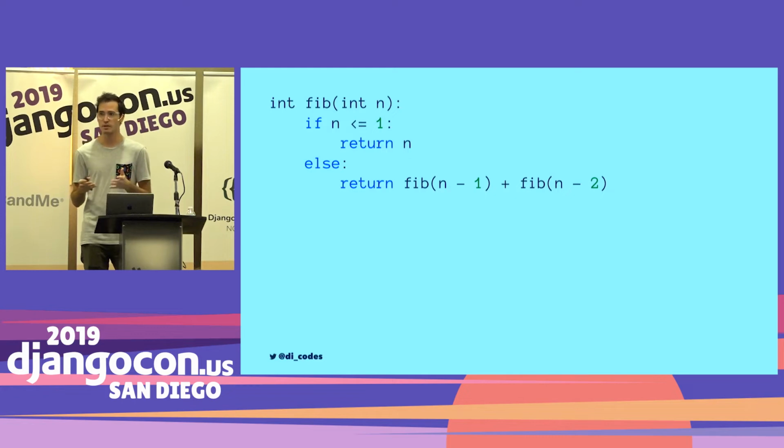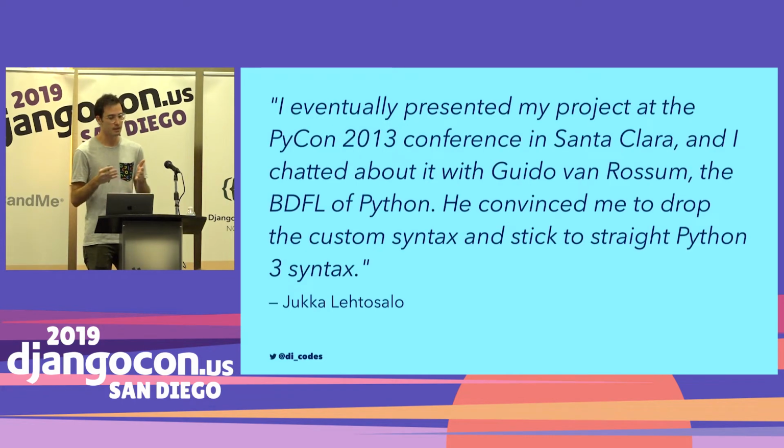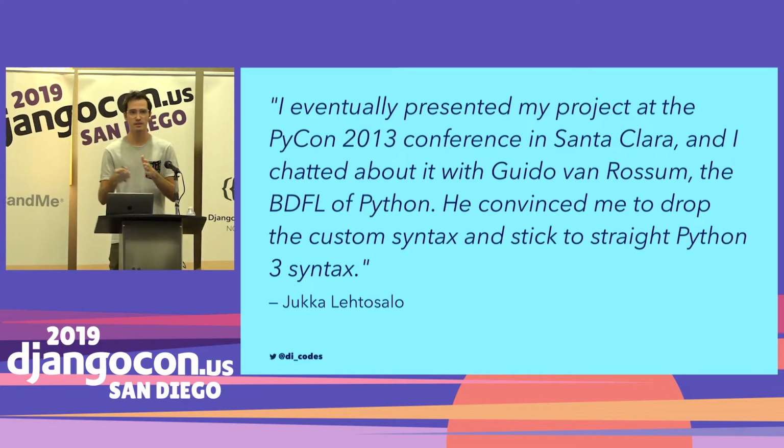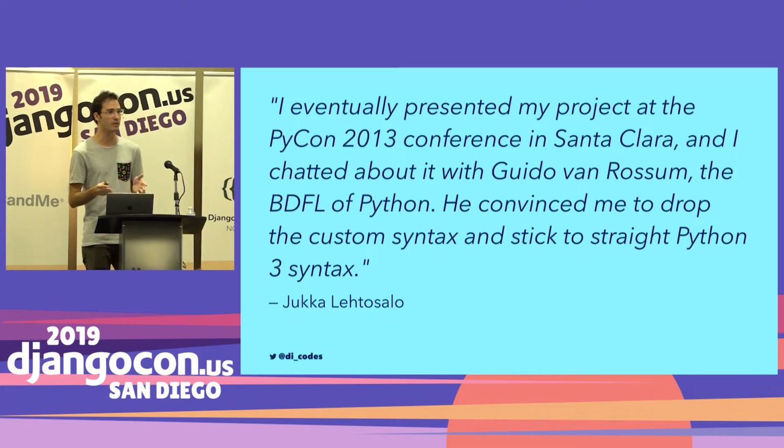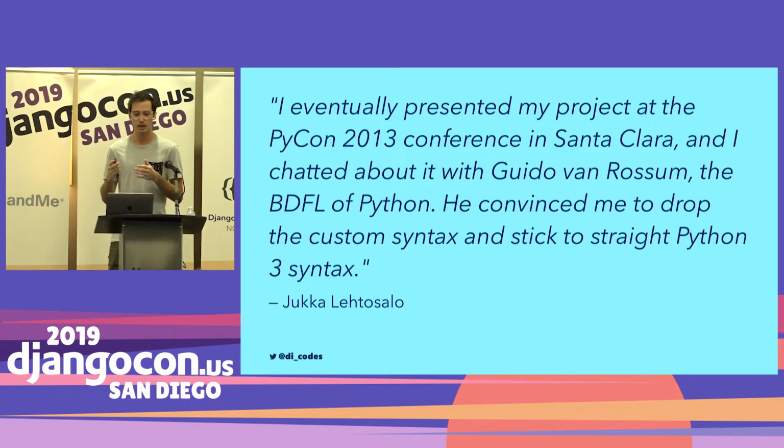So he gave this presentation at PyCon, and he talked to Guido about it, and Guido's like, yeah, just ditch the variant language. Like, let's just do this in Python proper. And so he said, okay. So he convinced him to drop the custom syntax and stick to just Python 3, where we have function annotations and we can do some other stuff as well.